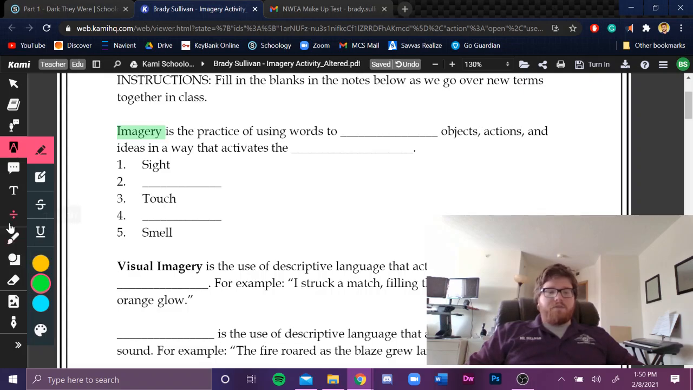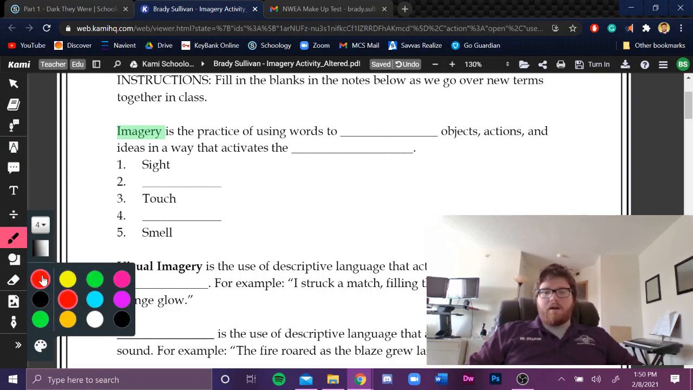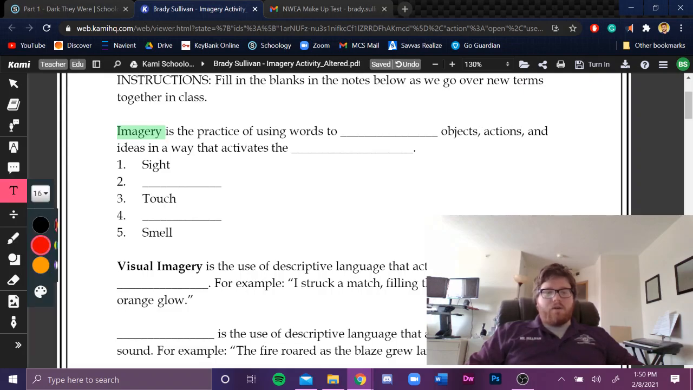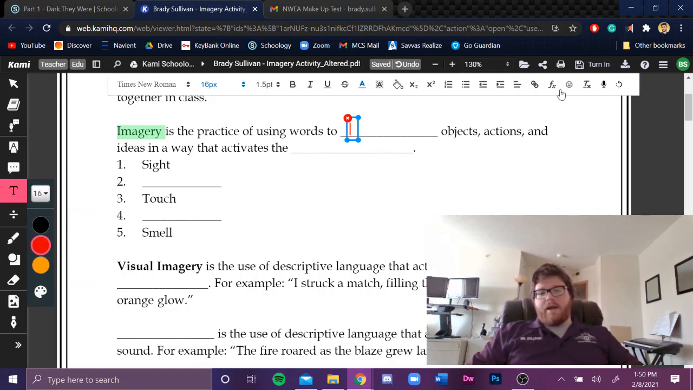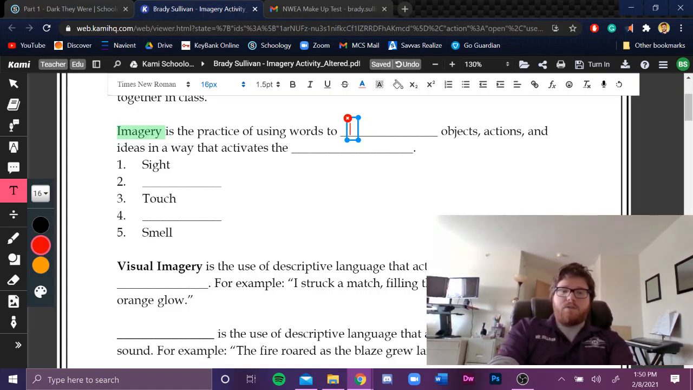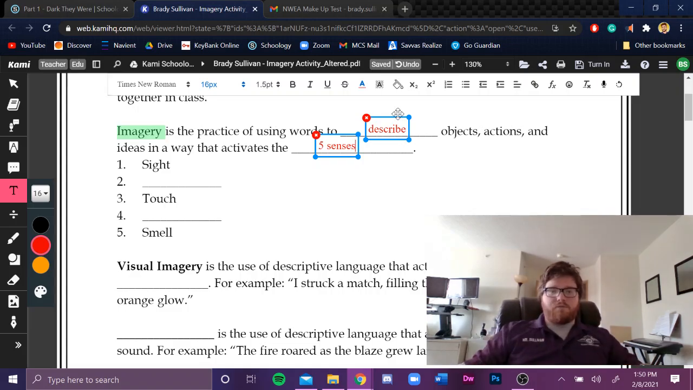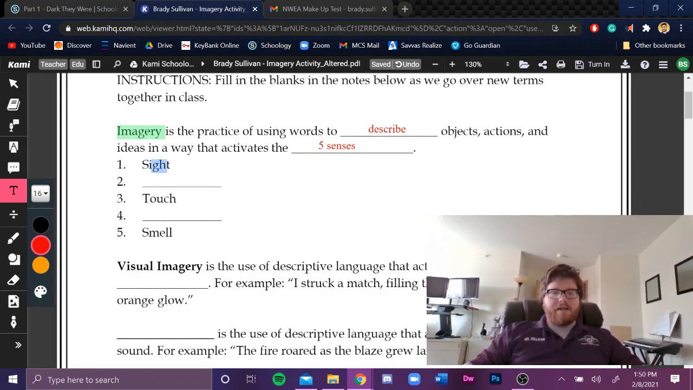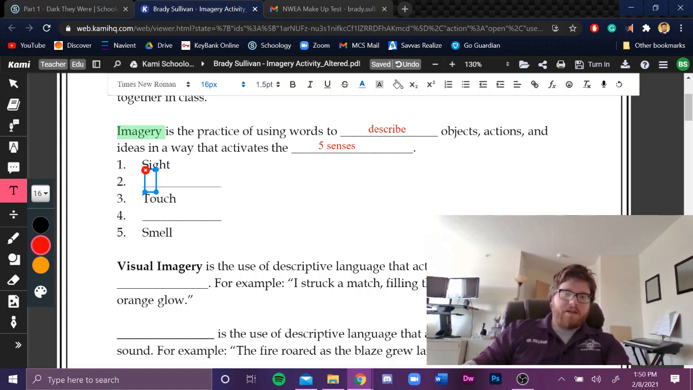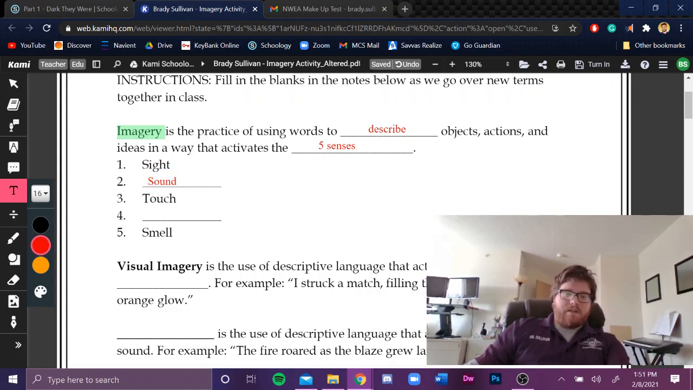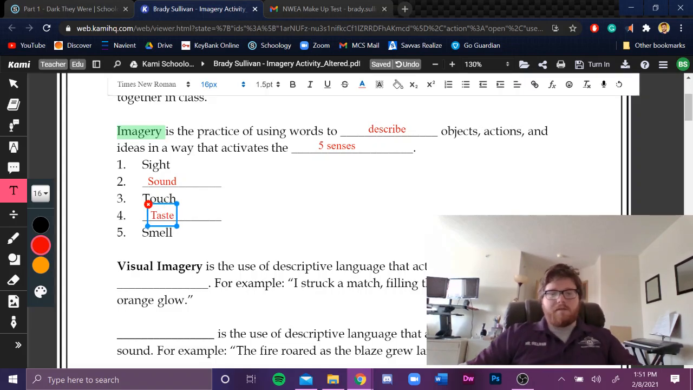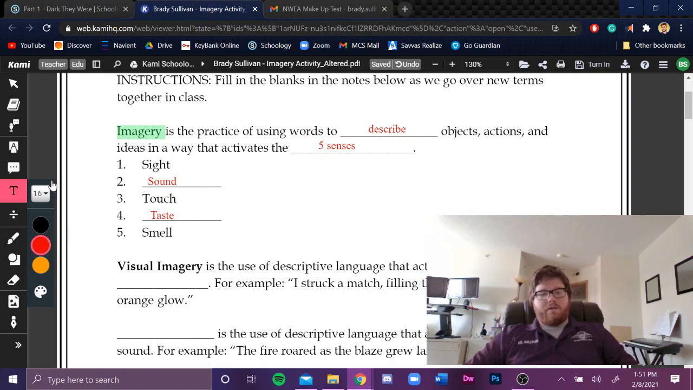Imagery is the practice of using words to describe objects, actions, and ideas in a way that activates the five senses. So go ahead and write this down on those blanks. It's the practice of using words to describe objects, actions, ideas in a way that activate the five senses. Okay, and the five senses, of course, are the things we learned in kindergarten: eyes and ears and mouth and nose, head and shoulders, knees and toes. Okay, so we've got sight from your eyes. Then the ones that are missing here are sound, touch, and taste and smell. Okay, make sure you have those filled out.